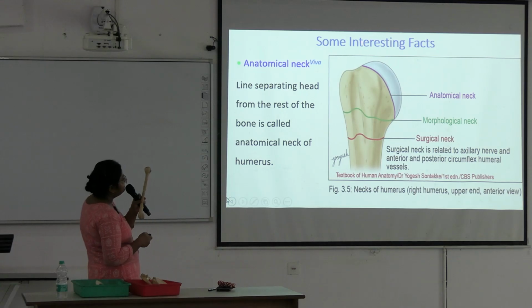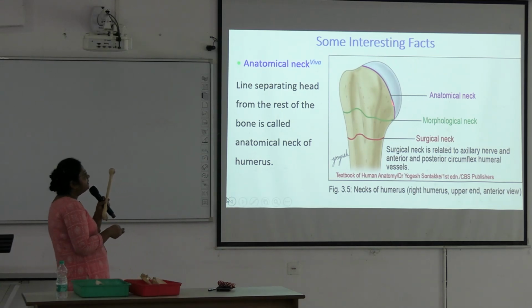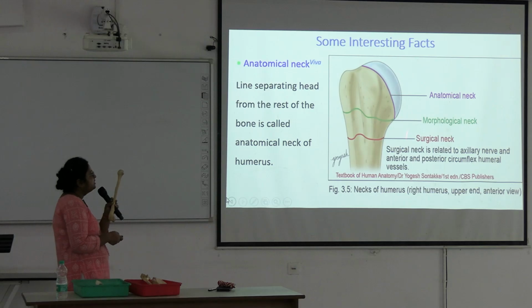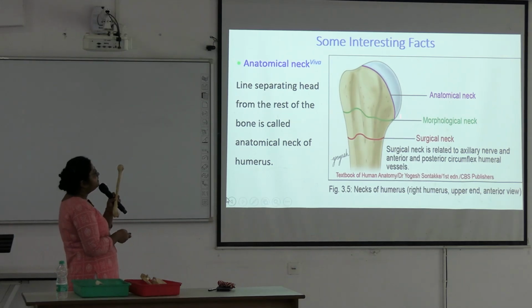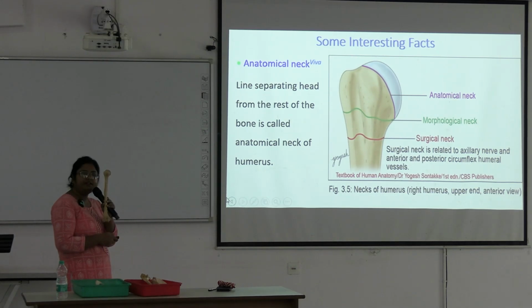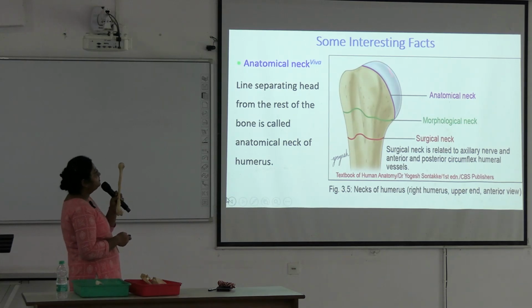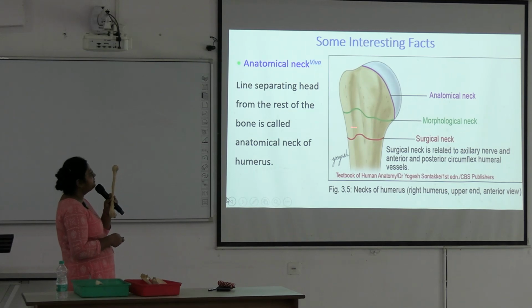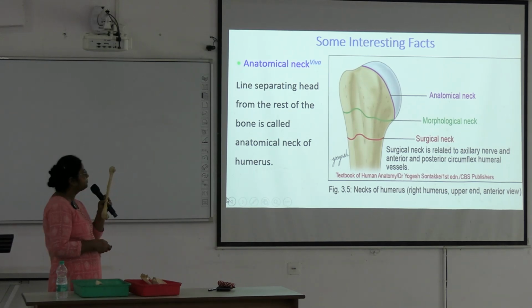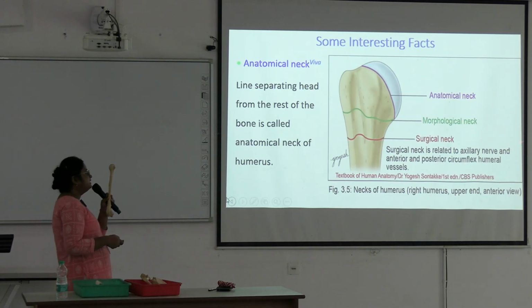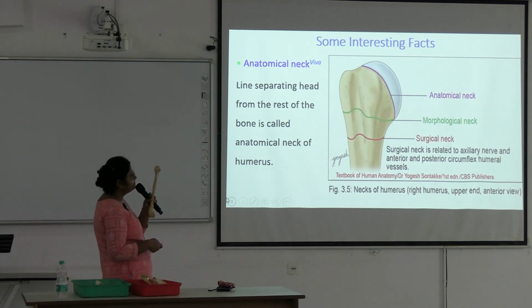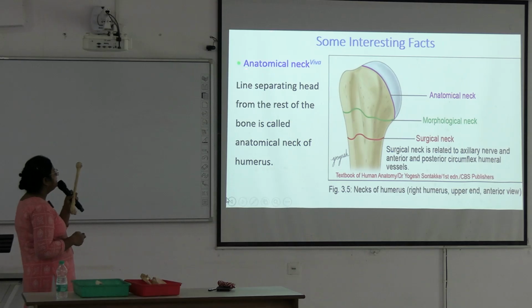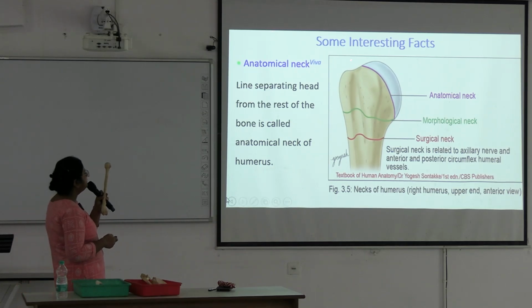Okay, see the different necks. This is the head covered by the articular hyaline cartilage. Just beyond the head, this violet line represents the anatomical neck. Here is the surgical neck between the expanded upper end and the shaft. And just 0.5 cm above the surgical neck, this is the morphological neck. Surgical neck is related to the axillary nerve and anterior and posterior circumflex humeral vessels. The anatomical neck, the line separating the head from the rest of the bone, is called the anatomical neck of the humerus.